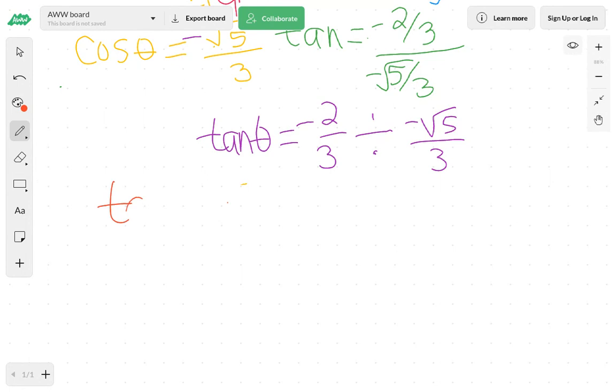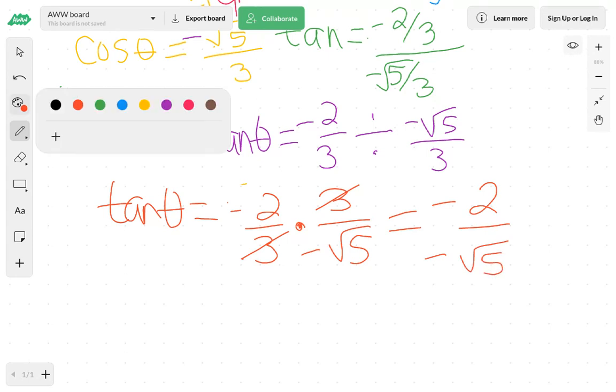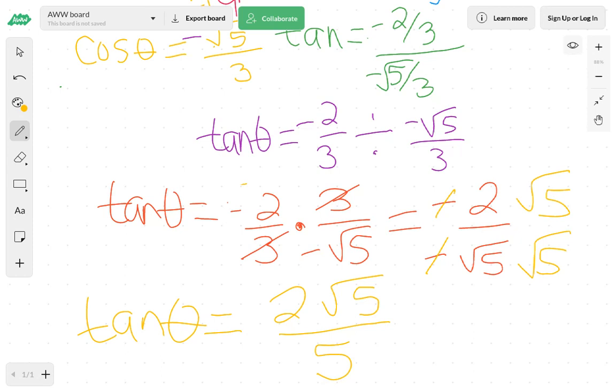So here, my tangent theta is going to be negative 2/3 times, reciprocate that second one, 3 over negative root 5. The 3's cancel out. And that's going to give me negative 2 over negative root 5. Of course, the negatives can cancel out from the top and the bottom. And I don't want to leave that square root down there. So one more time, rationalize my denominator. So my tangent, the two negatives are gone. It's going to be 2 root 5. Root 5 times root 5 is root 25, which is just going to be a 5 there.